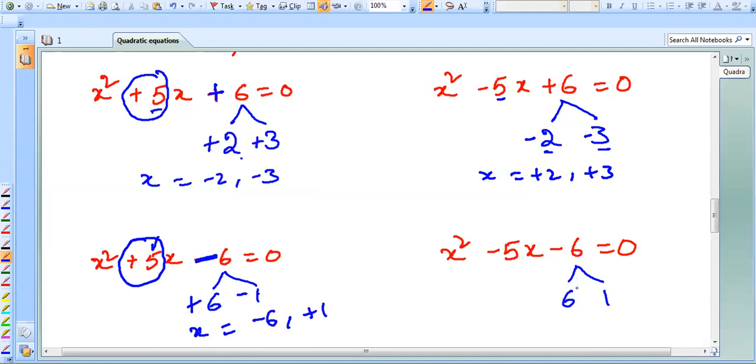So here 6 is there, and 6 into 1 you have to write. Why? Because the constant sign is minus here. The constant sign is minus. That's why the difference of 6 and 1 is 5. Then minus 6 plus 1. Sir, why are you writing minus 6 plus 1? Because I required minus 5. Then the x value will be plus 6 minus 1. Plus 6 minus 1.